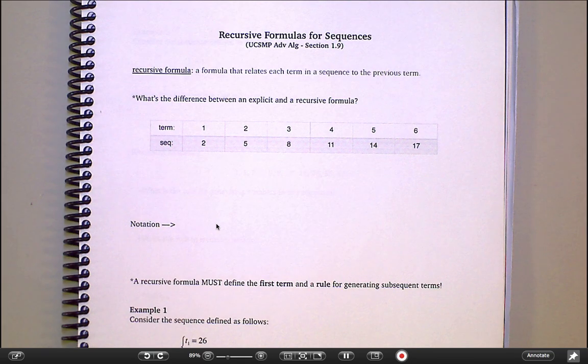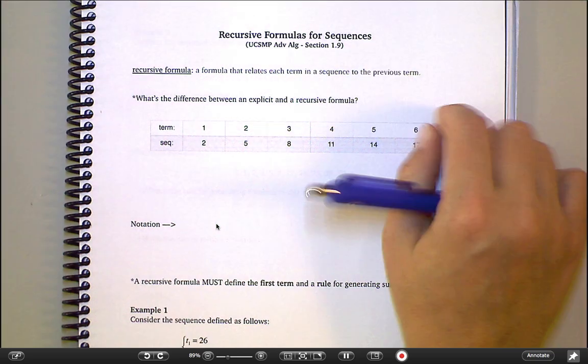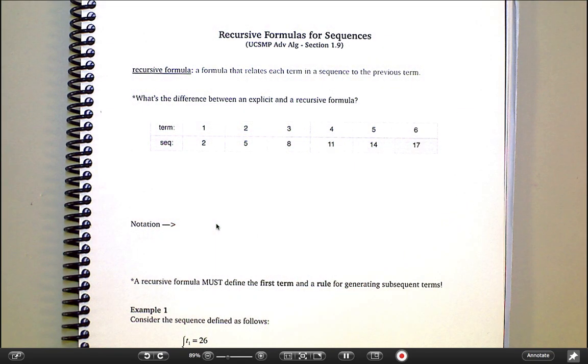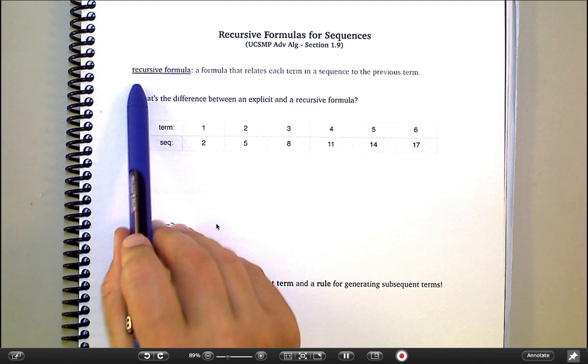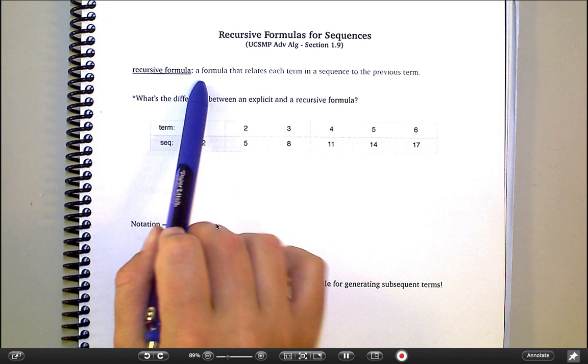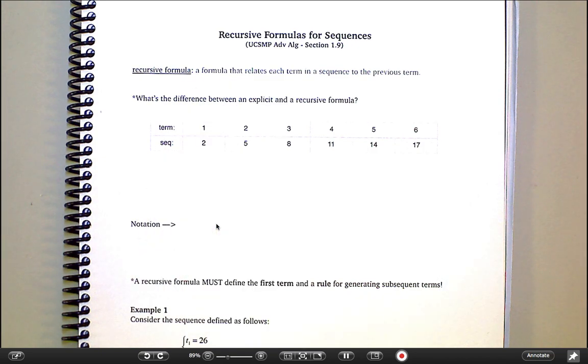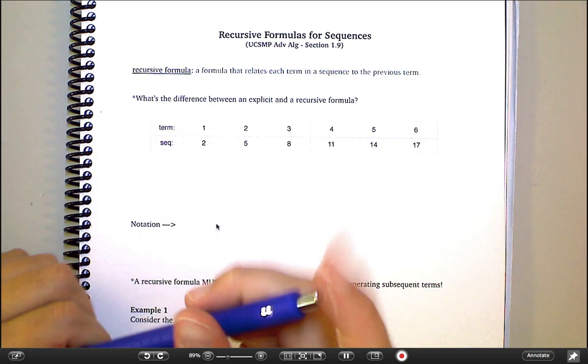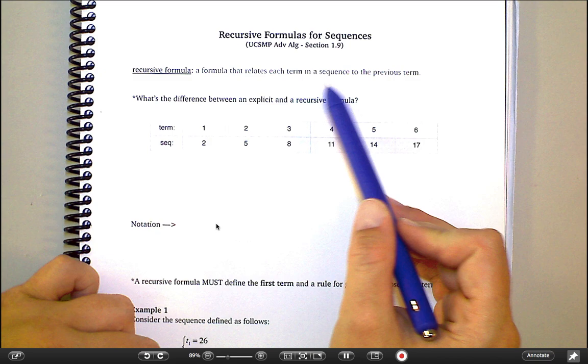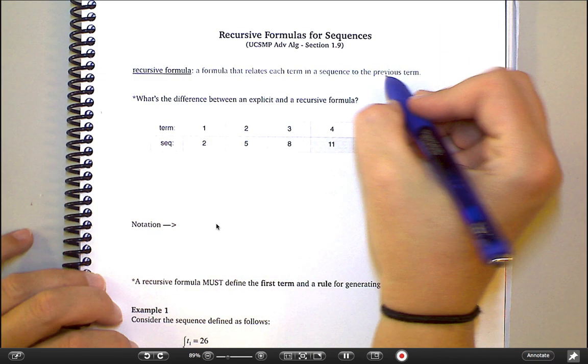Everyone. So today we're continuing our conversation about sequences, okay? Yesterday we talked about sequences and how explicit formulas work for sequences. Today we're talking about what's called a recursive formula for a sequence. So the sequences haven't changed, just the formula for generating the sequence has. So a recursive formula is a formula that relates each term in a sequence to the previous term.